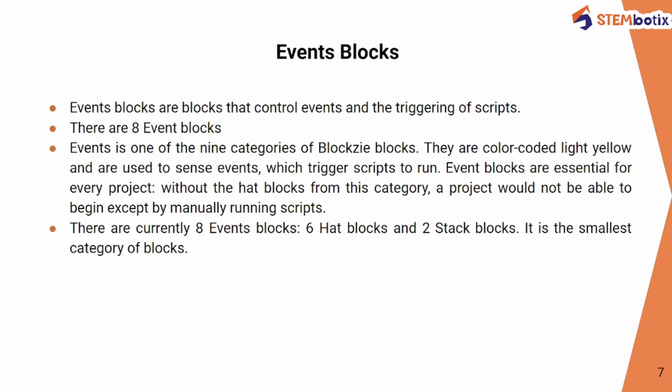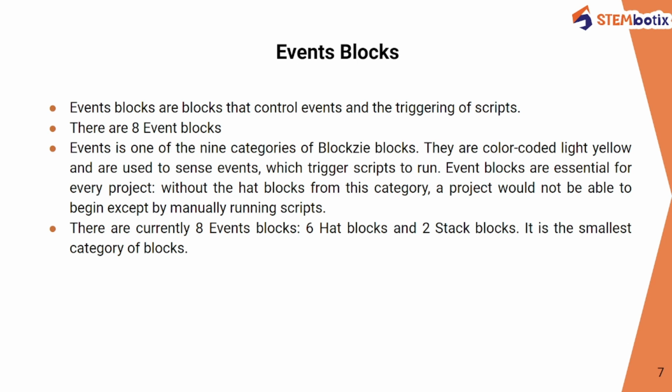Events is one of the 9 categories of Blockzy blocks. They are color coded light yellow and are used to sense the events which trigger scripts to run. Means when you are going to run your script is decided by event blocks. Event blocks are essential for every project. Without the hat blocks from this category, a project would not be able to be run by a manual running script.